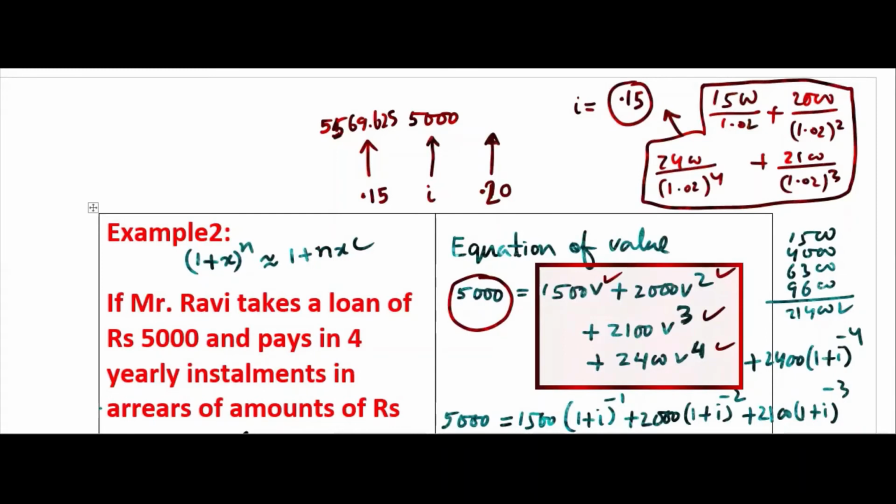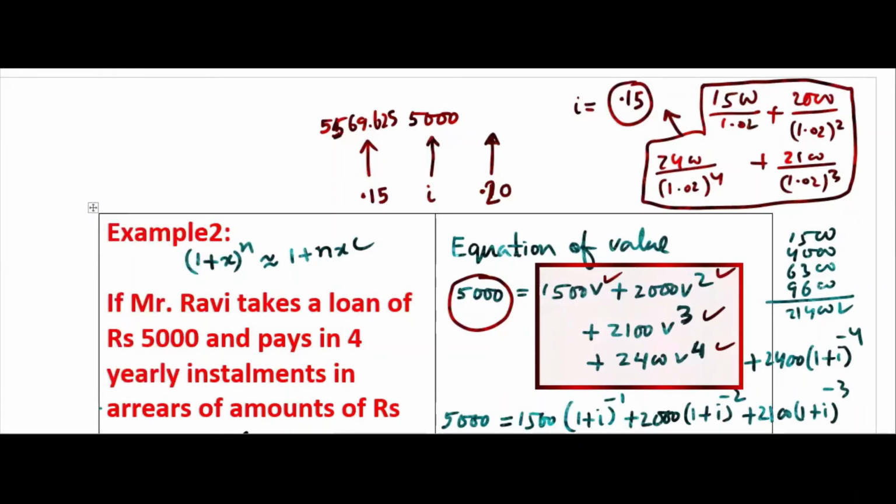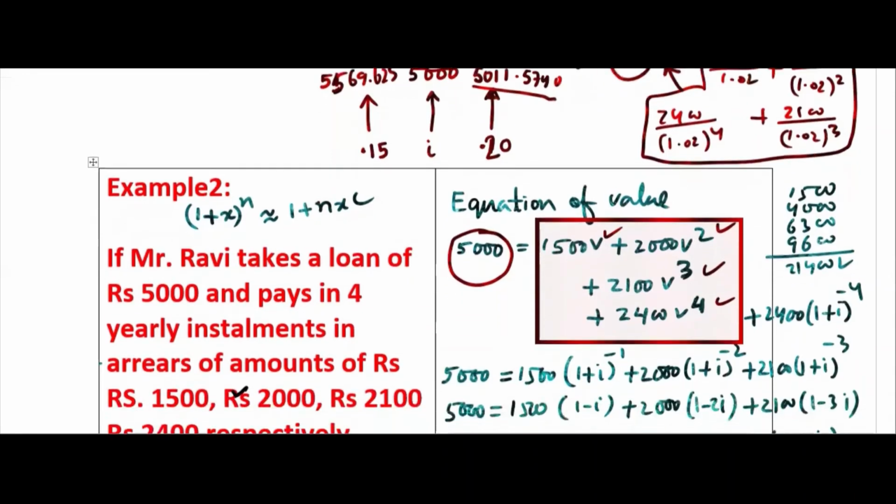See, you need not use calculator. There are tools now. You can use Maple calculator, or some apps are there, or maybe you can use online. I also know something. Directly you write the equation, you write the interest rate, you will get the value. Sir, it's 5011.5740 at 20%.